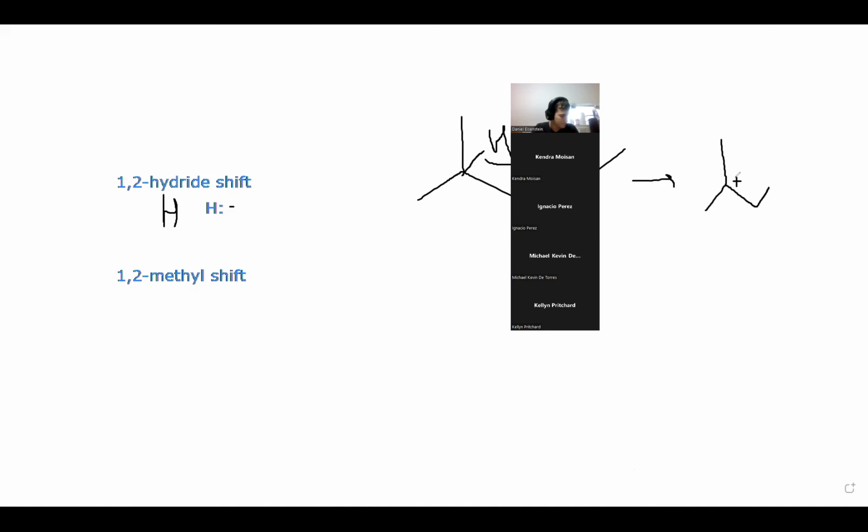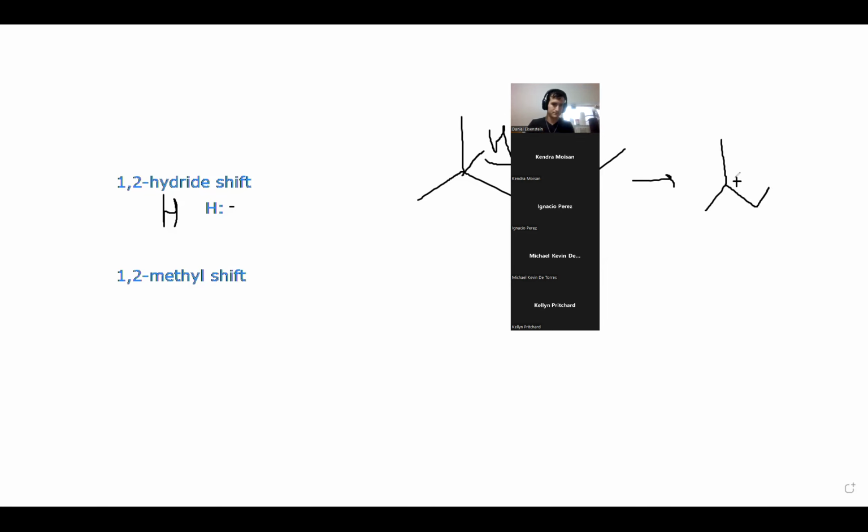Now, this brings up a good point that I didn't mention earlier. You only rearrange a carbocation if it can be placed in a more stable position. You don't rearrange if it would be just as stable. It has to be more stable. Understood?